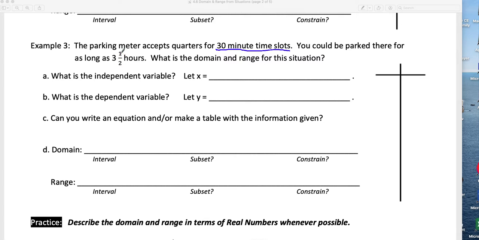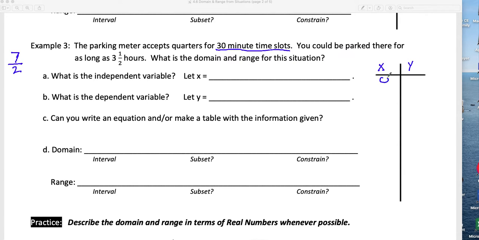Let's figure it out. Well, a half an hour is 30 minutes by itself. So let's convert this from a mixed fraction back to a regular fraction. So 2 times 3 is 6, plus 1 is 7. So that tells me that I've got 7 half hours that I'm going to be parking there. So I could park there. Let's see, this is my X. This is my Y.